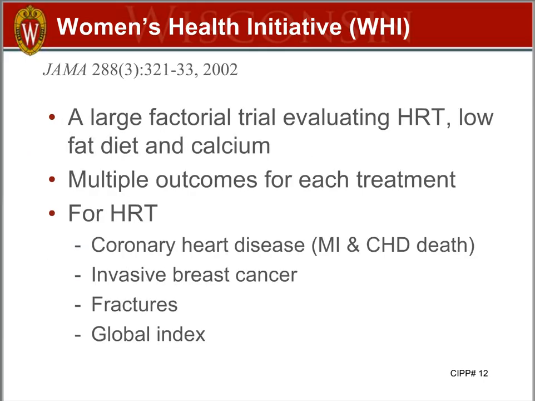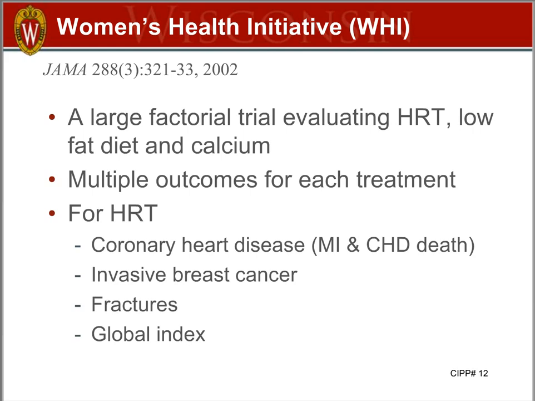Well, the Women's Health Initiative came along in the late 1990s and tested the hypothesis. In fact, it tested several hypotheses. It evaluated the use of hormone replacement therapy, a low-fat diet, and calcium supplementation. So we have multiple outcomes for each of these treatments. In particular, for the use of hormone replacement therapy, we were interested, of course, in whether it reduced coronary heart disease. That was our primary question.